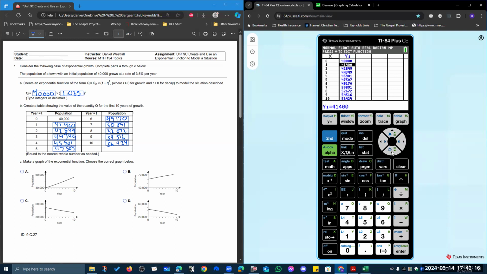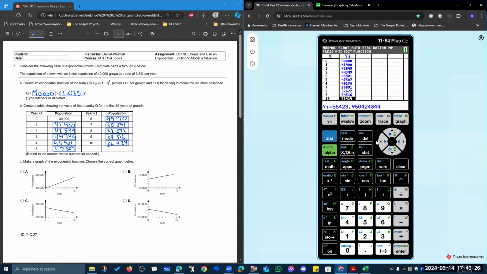40,000, 41,400, 42,849, 44,348.7 is going to round up to 44,349. 45,900.9 is going to round up to 45,901. 47,507.4 is going to round down to 47,507. 49,170.2 is going to round down to 49,170. 50,891.1 is going to round down to 50,891. 52,672.3 is going to round down to 52,672. 54,515.8 is going to round up to 54,516, and 56,423.9 is going to round up to 56,424.